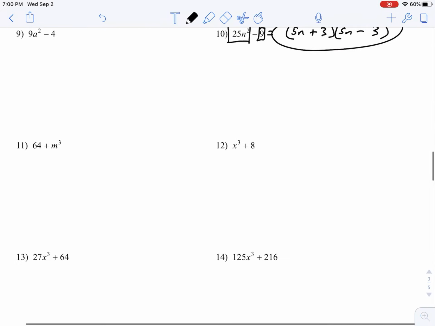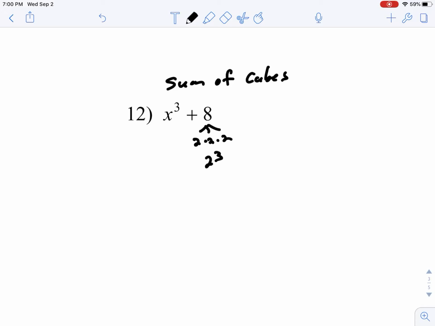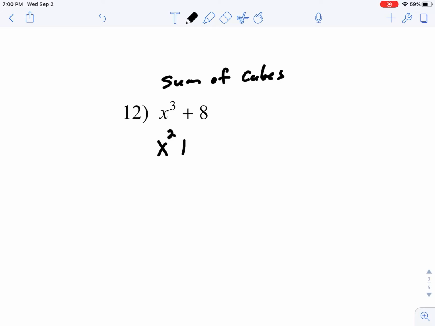Now, if we look at number 12, this is not a difference. It's a plus, and it's not a square. It's to the third power, which we call a cube. So this is referred to as a sum of cubes. Now, you might ask, how is 8 a cube? Well, 8 is 2 times 2 times 2, or 2 to the third power. So the first thing I'm going to do in this problem is rewrite it as x cubed plus 2 cubed. And again, there's a formula for this.